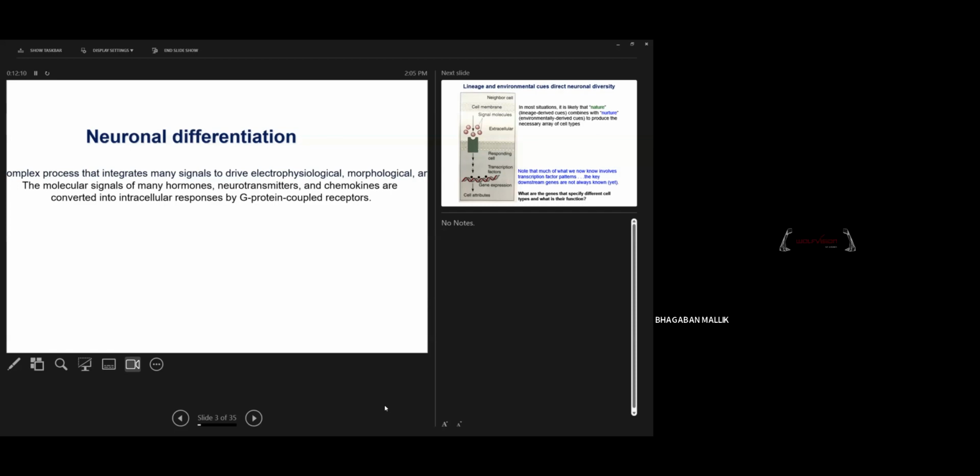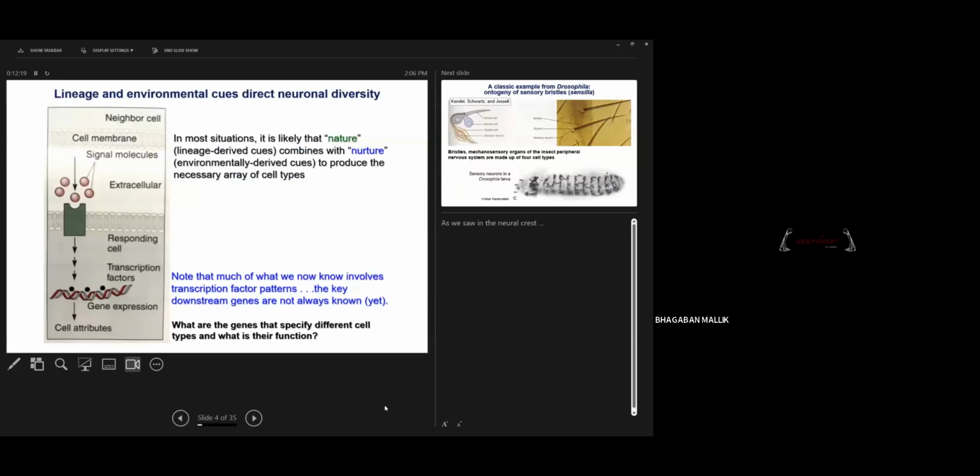So we will be talking about neuronal differentiation, how progenitor cells become post-mitotic cells and how they can differentiate into different cell types. It's not only about the genes required for differentiation of different cell types. Sometimes lineage and environmental cues are also required to generate diverse neuronal cell types.